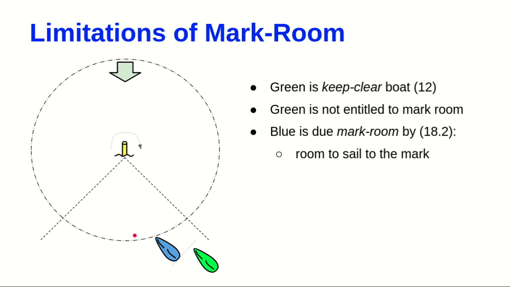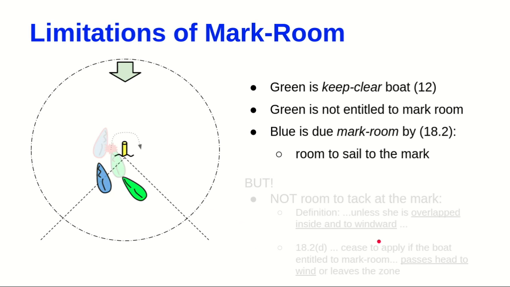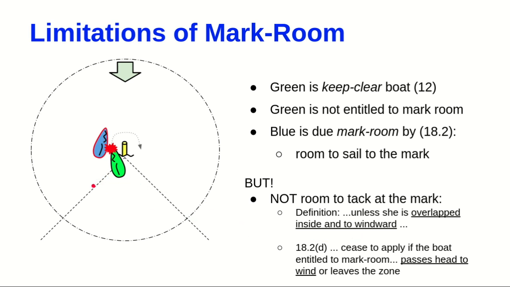There are more limitations on mark room. Here we have two boats. Blue is clear ahead of green when she reaches the zone. So therefore, green owes blue mark room. Blue is able to sail to the mark, luffing up here, trying to get close to the mark. But she's not entitled to tack to get to the mark, because by definition, mark room does not include room to tack unless you are overlapped inside to windward, and blue in this case was outside green. So blue thinks she can tack and go around the mark, but she's wrong.